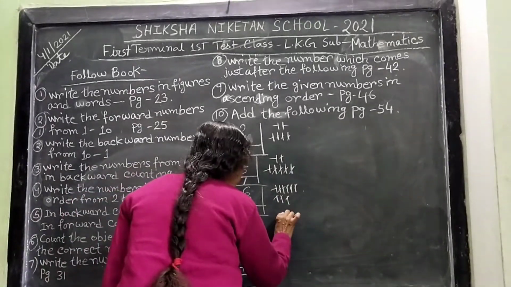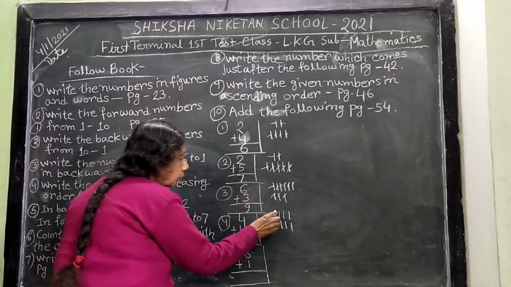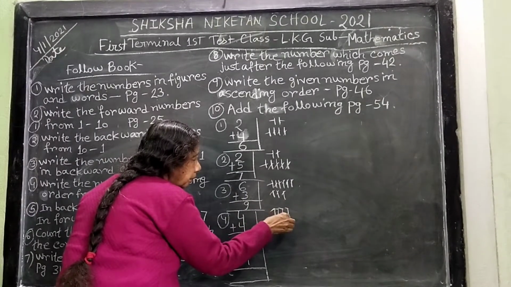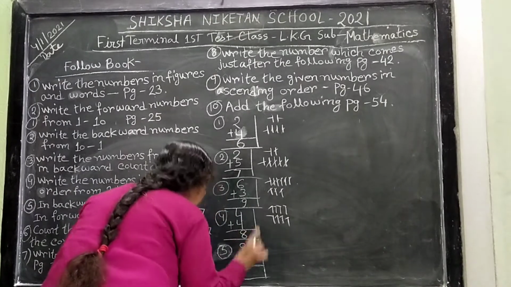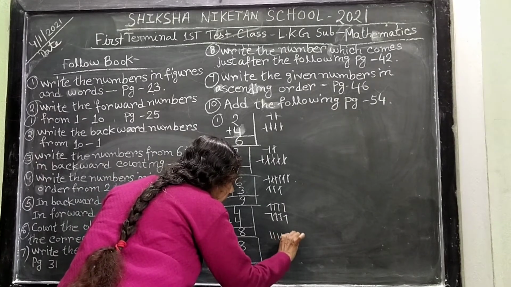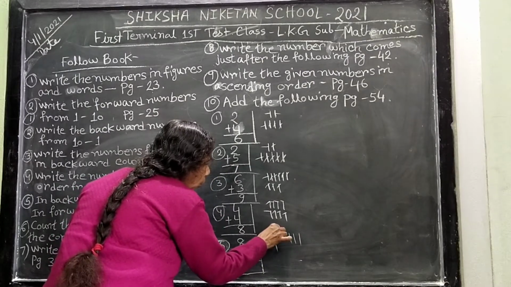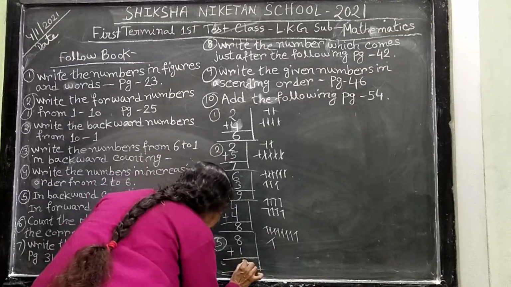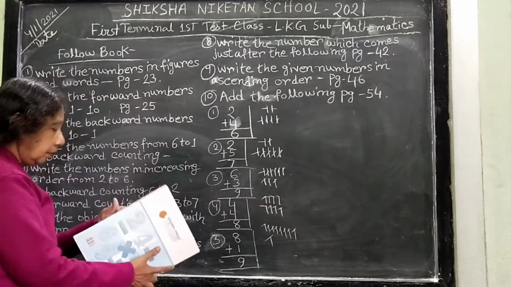Four: one, two, three, four. Then one, two, three, four, five, six, seven, eight. Number eight. Upper number eight. Lower number one. One, two, three, four, five, six, seven, eight, nine. So I write number nine.